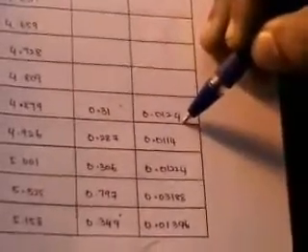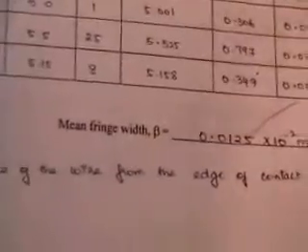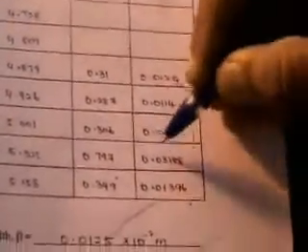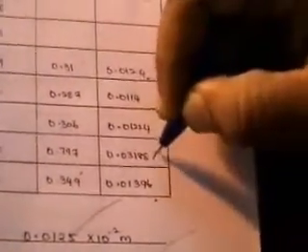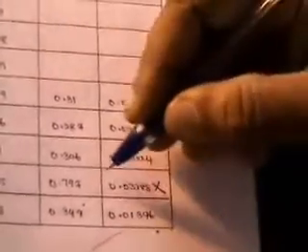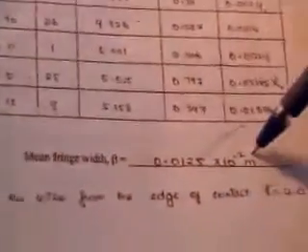From this, compute the width of one fringe and then take the average of these. When you are taking the average, leave out a reading which is totally different from the others. For example, here you are seeing 0.3, which is totally different from 0.1. Put a cross mark on the reading which is totally different from the other readings and take the average of the other readings, that is 1, 2, 3, 4. These 4 readings you can take the average of and write the mean fringe width.